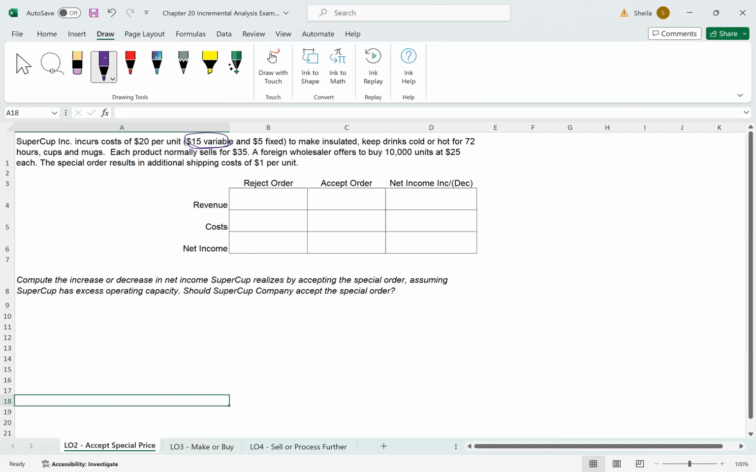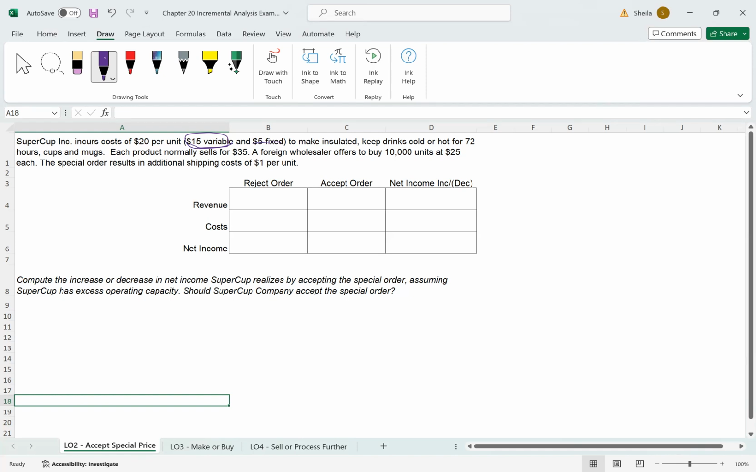The $5 of fixed cost is just expressing that that is per unit, but keep in mind, fixed costs don't change. And so that cost is not going to change in total if we sell more cups. It's just broken out per unit. What is going to change in total is the $15 of variable cost. We only incur that if we sell the cup.